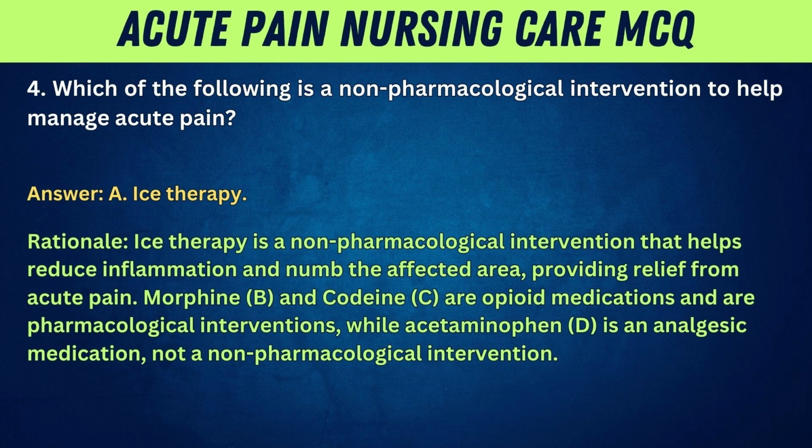A. Ice therapy. Rationale. Ice therapy is a non-pharmacological intervention that helps reduce inflammation and numb the affected area, providing relief from acute pain. Morphine, B, and codeine, C, are opioid medications and are pharmacological interventions, while acetaminophen, D, is an analgesic medication, not a non-pharmacological intervention.